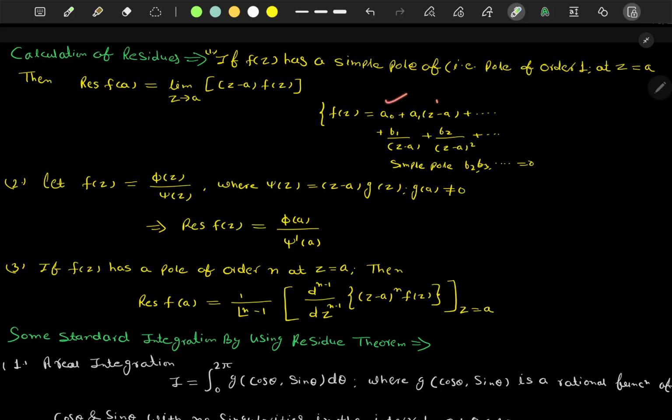This is the Laurent expansion of the function. So when you multiply it with z minus a, z minus a will be cancelled out, so you will only have b1, and this is the residue.